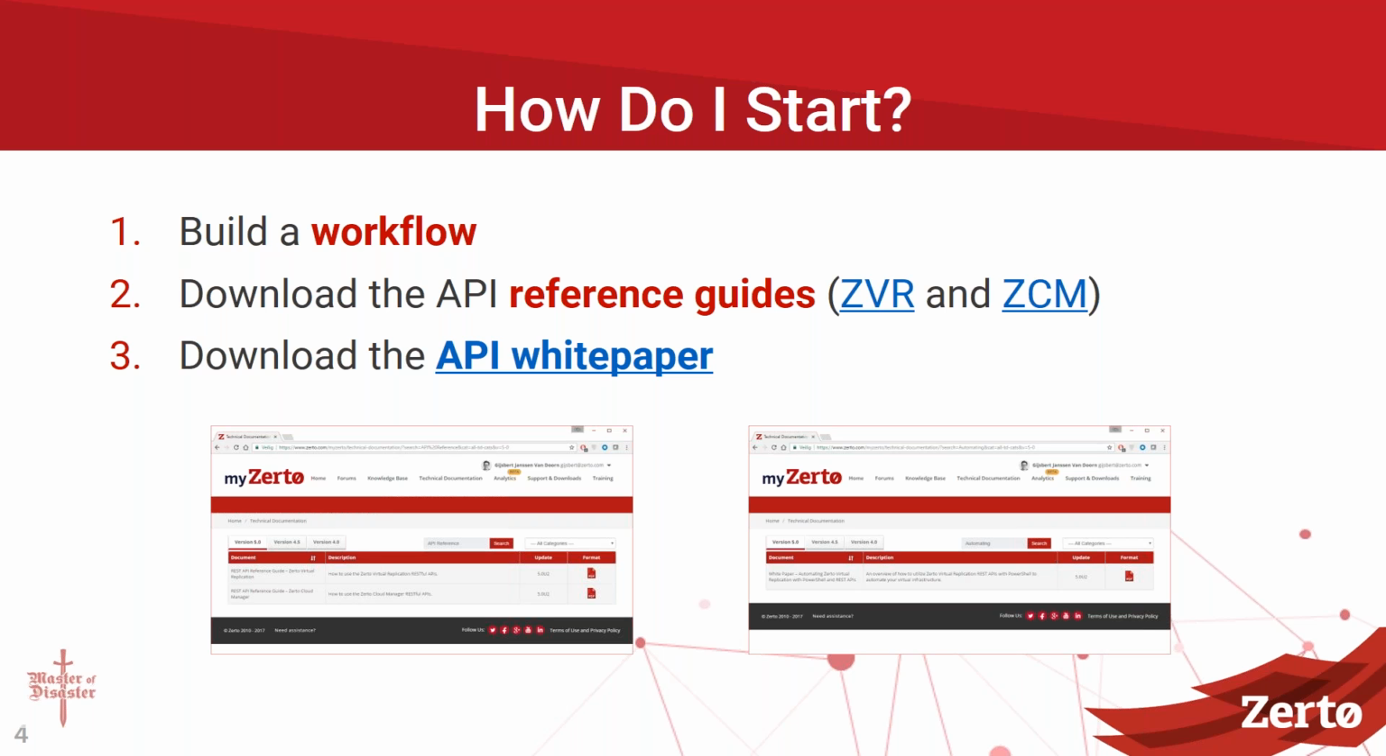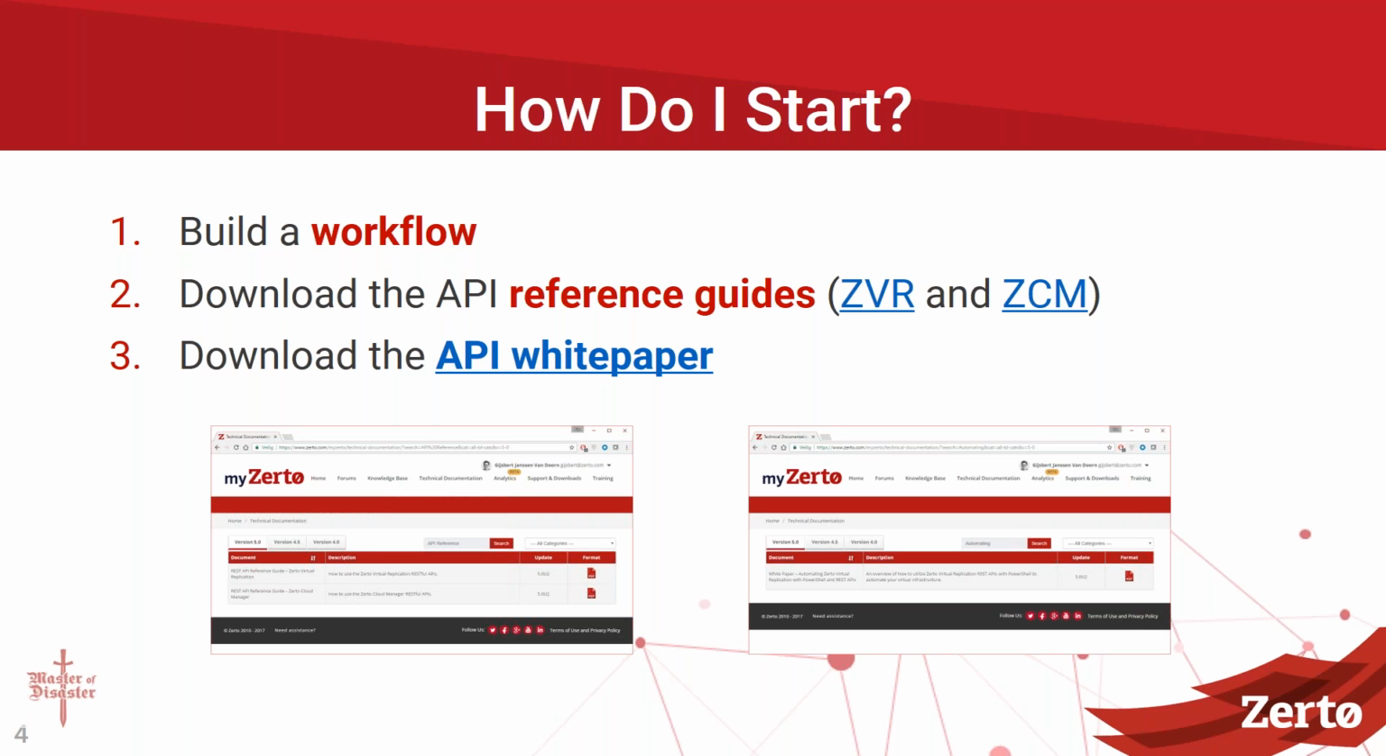The second step is to download the API reference guides. We've got two of them. One is for Zerto Virtual Replication. The other one is for the Zerto Cloud Manager. I actually use that reference guide during this presentation to show you how I use it in real life.